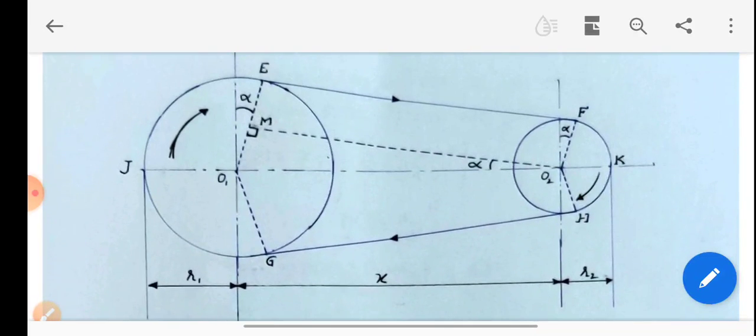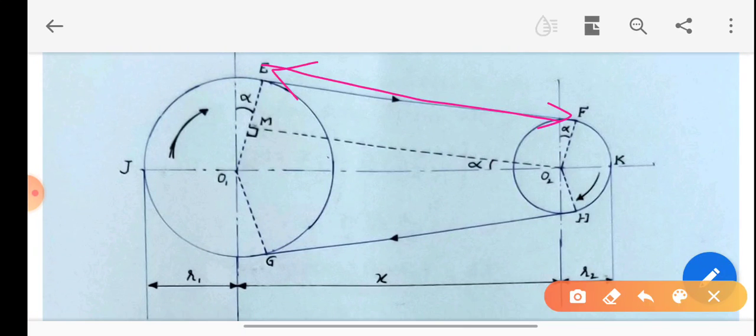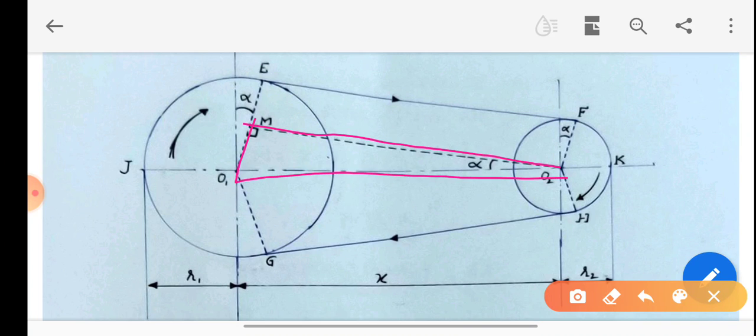Once you draw it, you can see this line EF is equal to line O2M. So if you find O2M, it is equal to EF. Now how to find O2M? For that you need to consider this triangle. This is a right angle triangle, that is O1 O2 M.